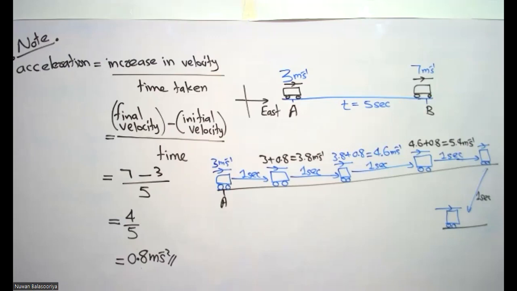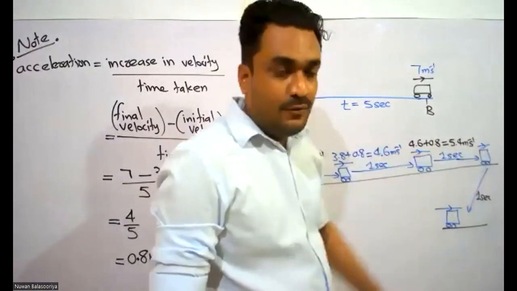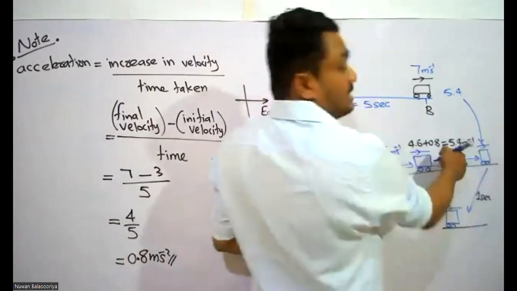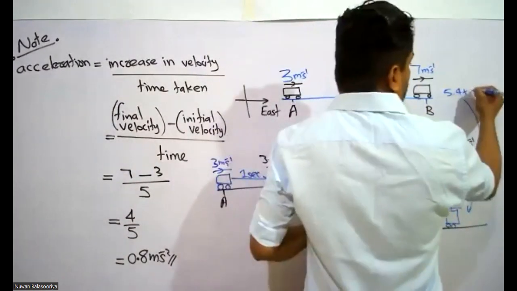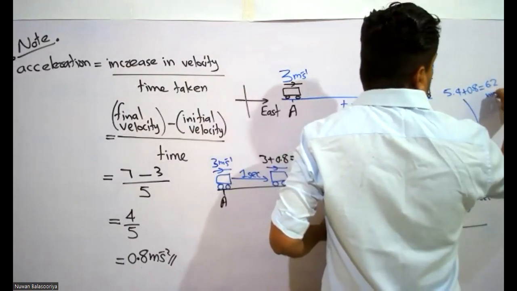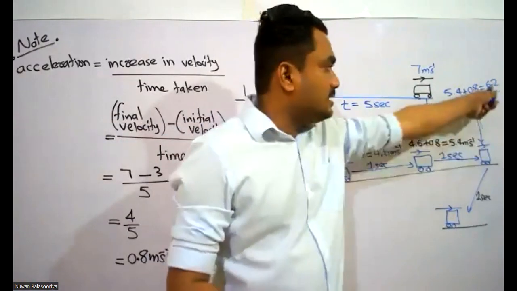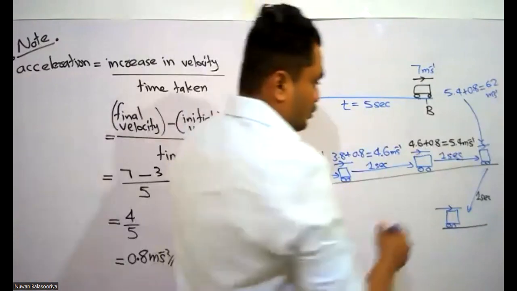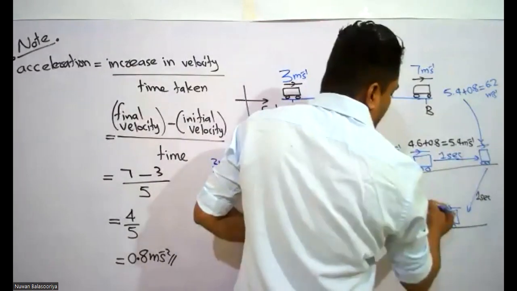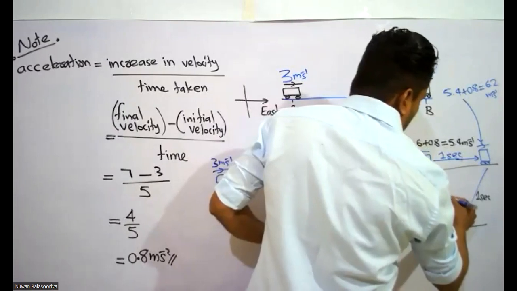So after 1 more second here, the velocity at this point is the summation of the previous velocity, that is 5.4, plus acceleration 0.8. So it means 6.2 meters per second. So velocity of the object after 4 seconds is 6.2 meters per second. So velocity after 5 seconds is the summation of previous velocity 6.2 plus acceleration 0.8.